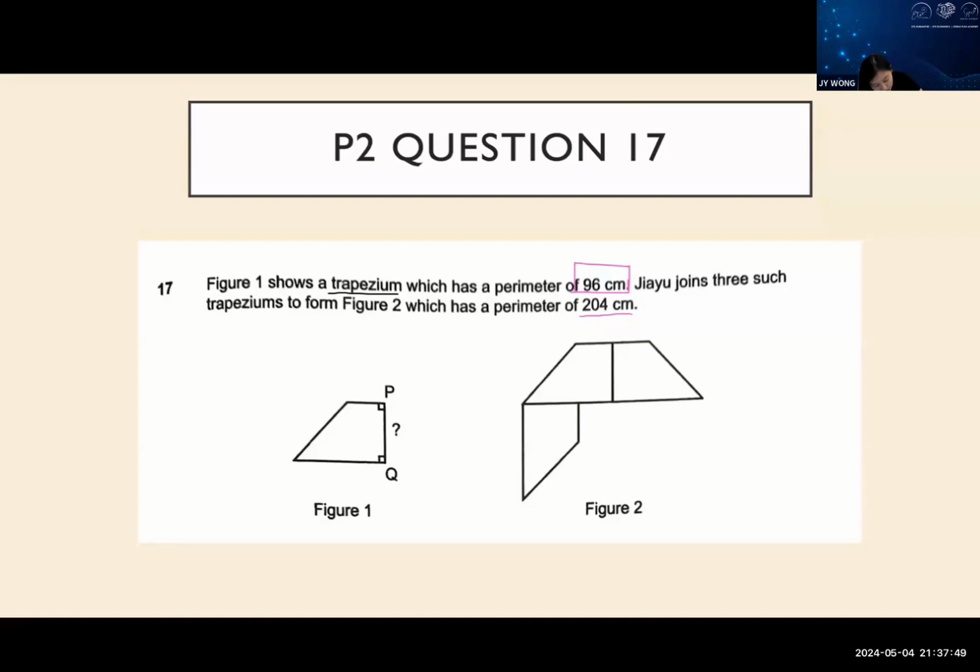Okay. So they tell you that the perimeter of the trapezium here is 96. Figure 2 includes 3 trapeziums, but you do not actually use the 4 sides of the trapezium. You notice that it's not 4 sides. Some of the sides are overlapping. So this will give you 204 cm. Okay, so far, everybody okay?